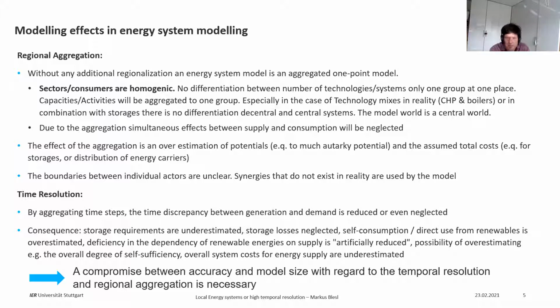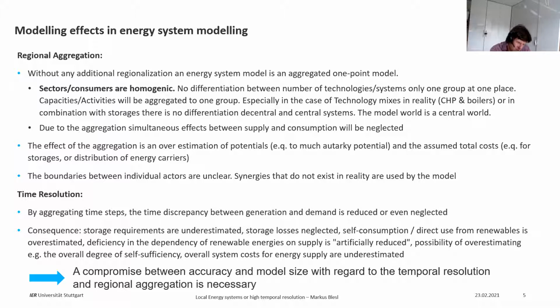On the other side, you have the problem that you have to find a compromise between accuracy and model size, with regard to the temporal resolution and the regional aggregation, which is at the end necessary. So you can ask yourself the question: should I model as many regions as possible, and should I include as many time slices as possible?